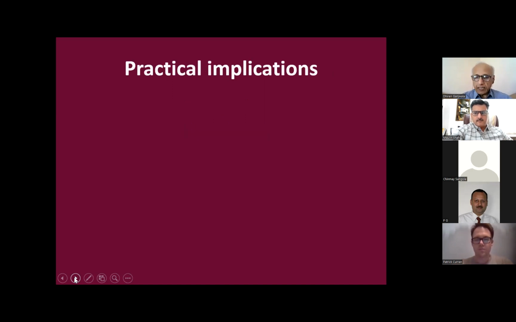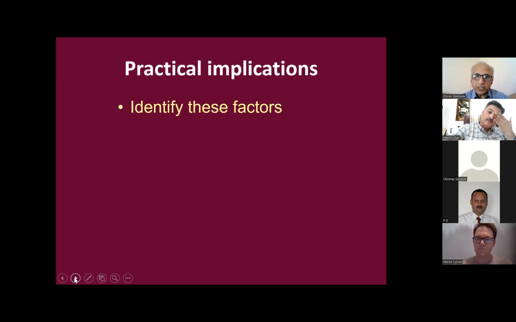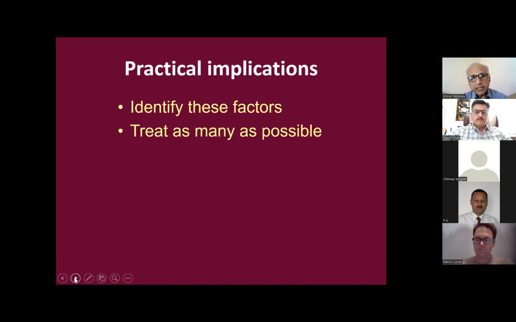So what is the practical implication of this? Whenever we see a patient, and we are going to discuss that in the next case, we need to identify what are the factors which are responsible for the crouch gait. Once we identify them by clinical examination or by various tests, we need to treat them, as many of them as possible, by non-surgical options or by surgical options.